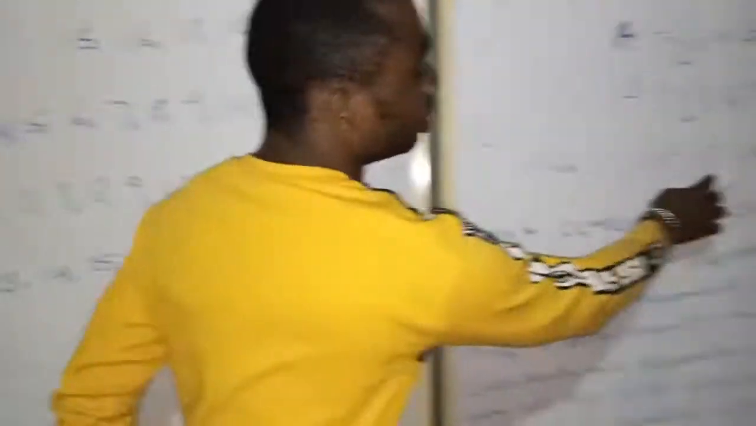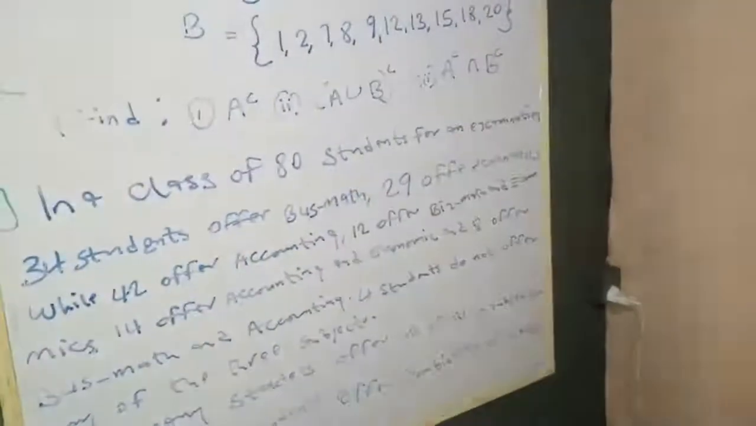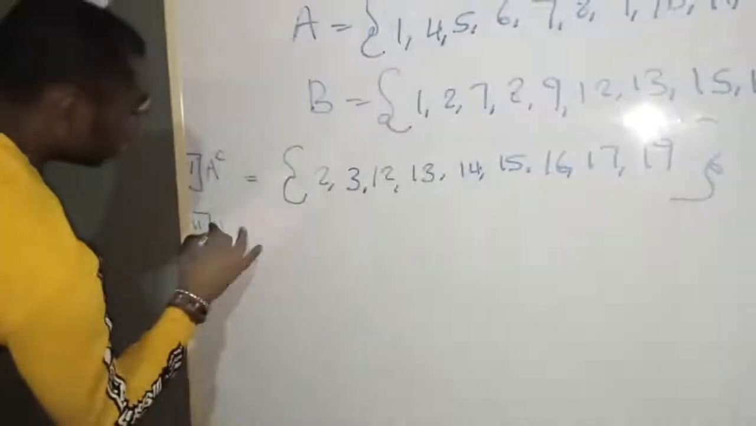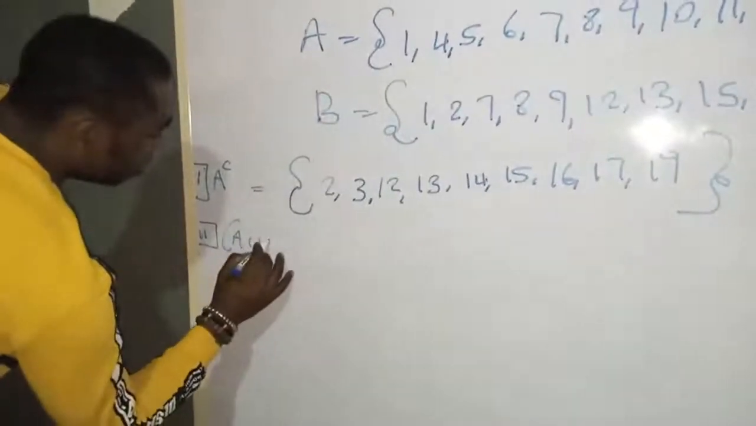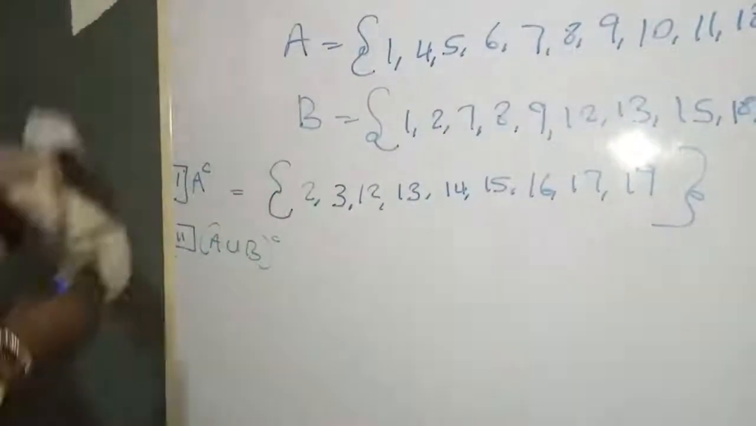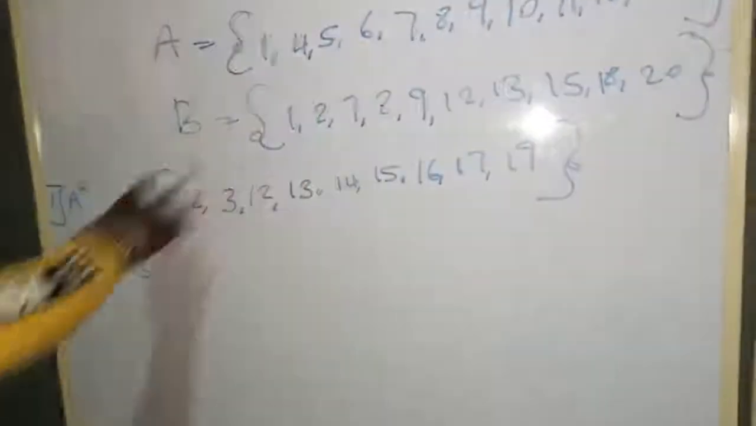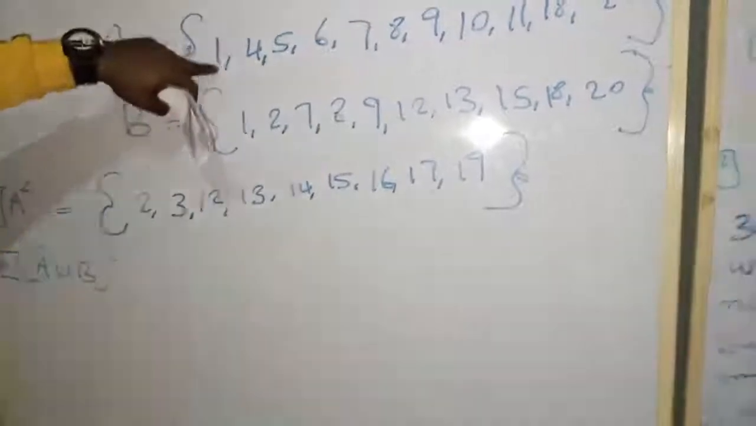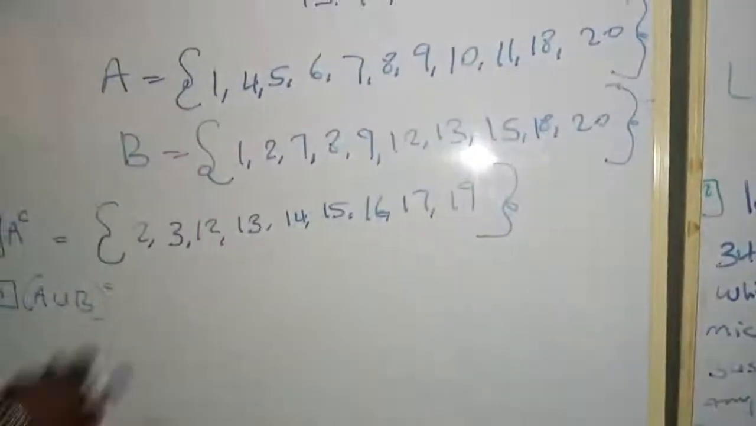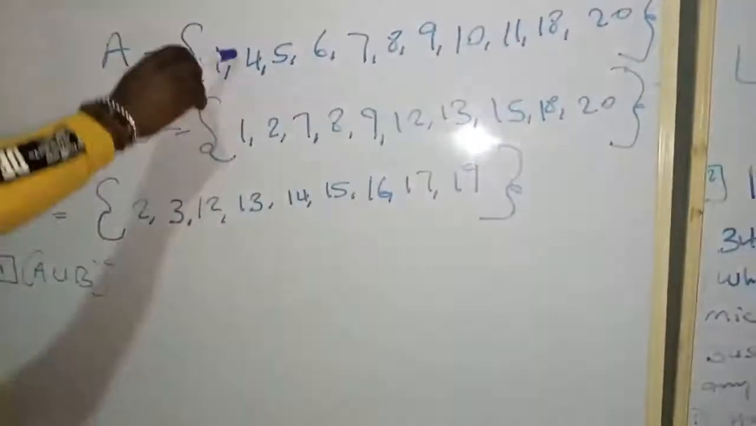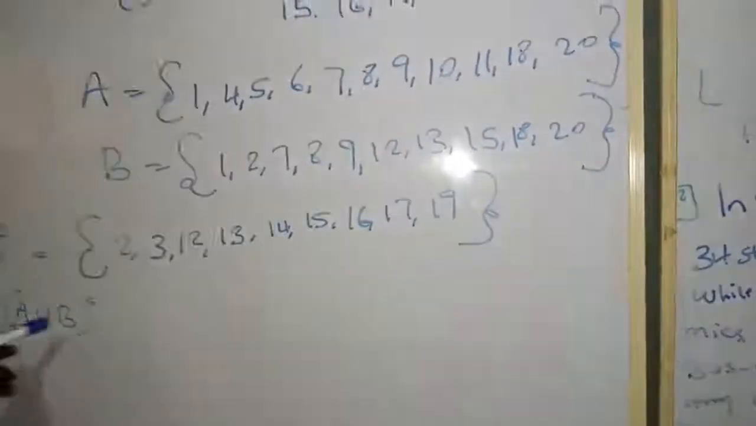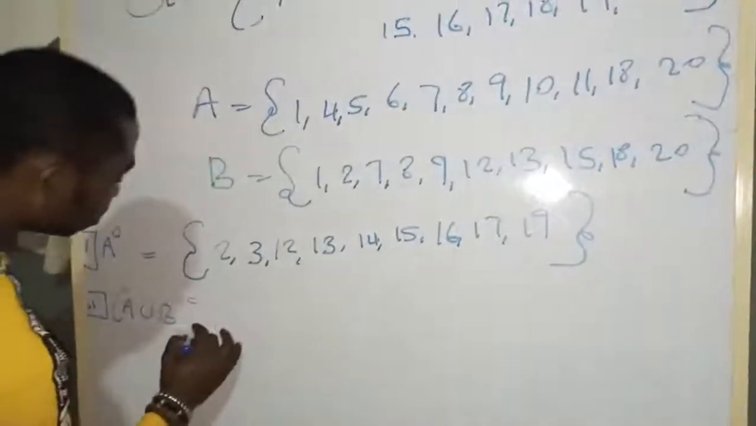Then question 2 says A union B complement. What they mean by A union B complement simply means that we are going to unite A and B, then we now find the complement. That is, when you find the union of A and B, you now find the complement of that union. So the first thing, when you see A union B complement, is to find this one first.